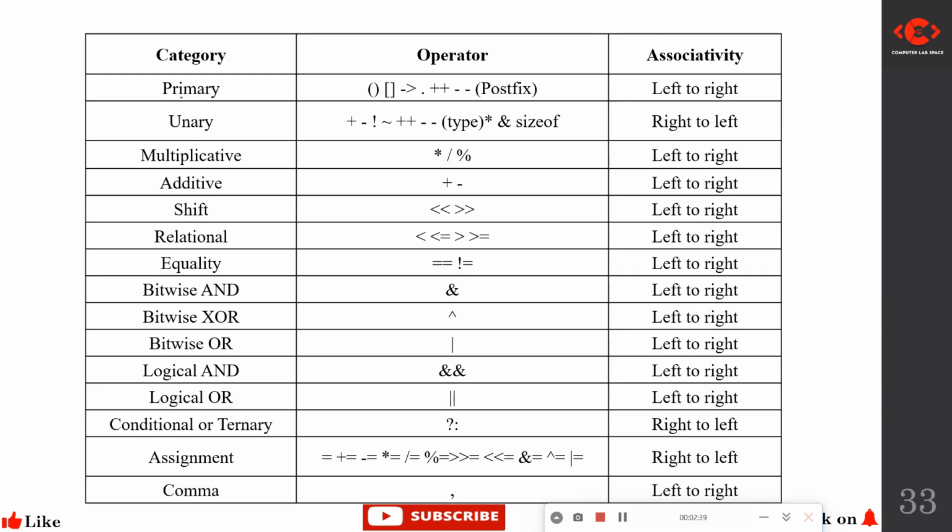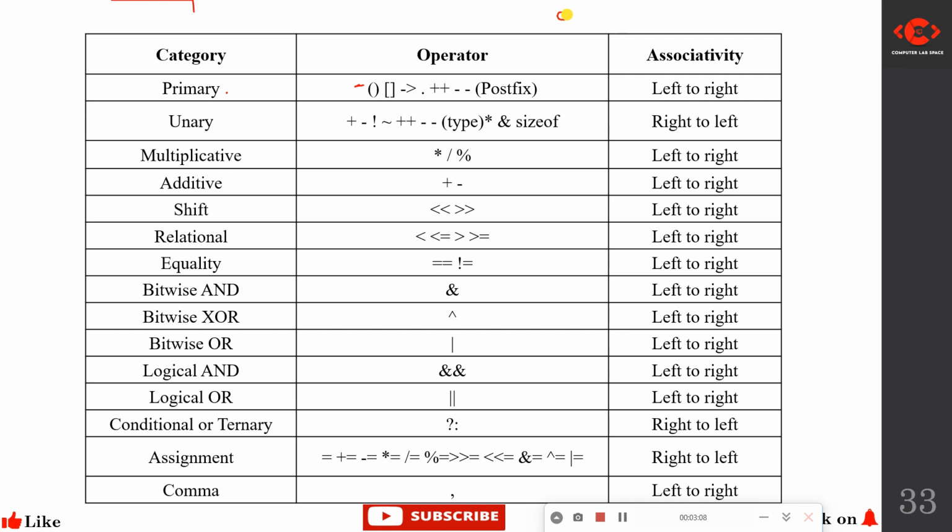This is the precedence and associativity table, with category, operator and associativity. Here, look at the primary operator. For the primary operators, we give the highest priority to the brackets, either small brackets or rectangular brackets. That is the first priority, and it needs to be solved from left to right.